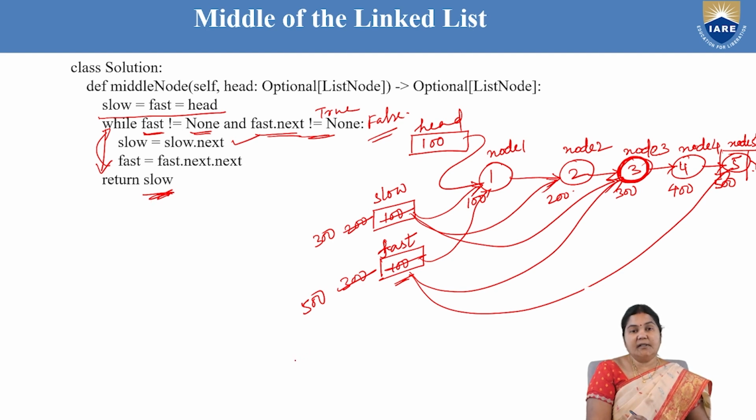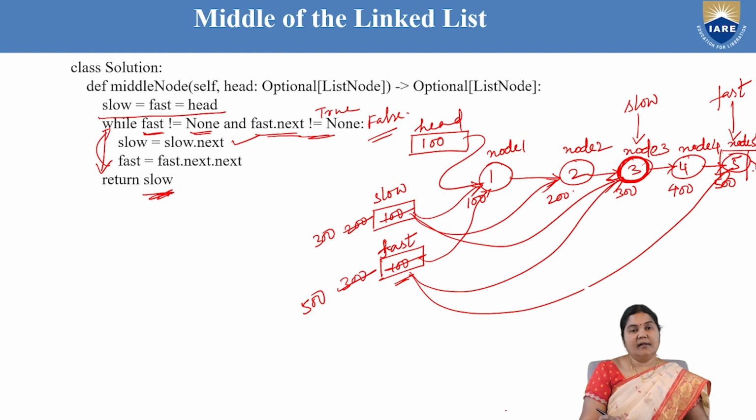So you have seen how nicely the slow and fast pointer approach works. When the fast pointer reaches the last node, the slow pointer is exactly at the middle node. So this is slow and fast is here. So using this approach, we have easily identified the middle of the linked list.